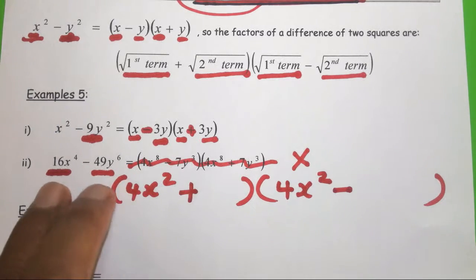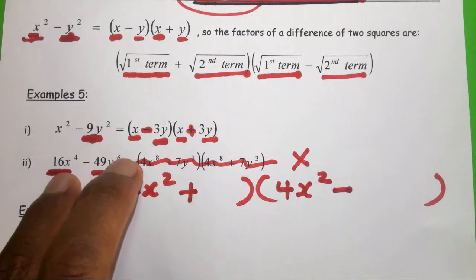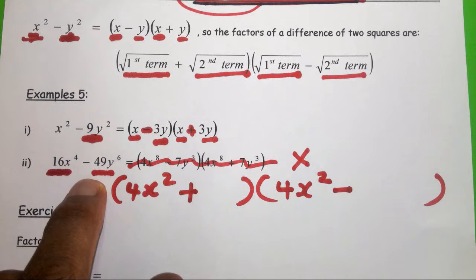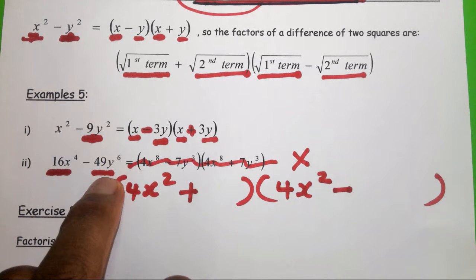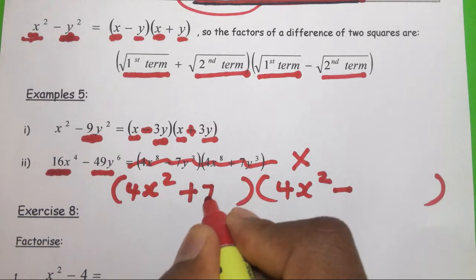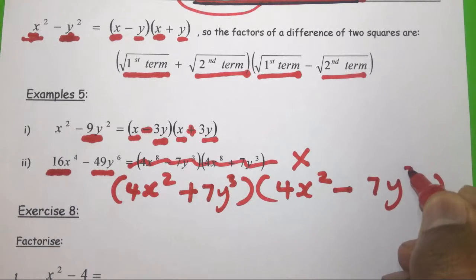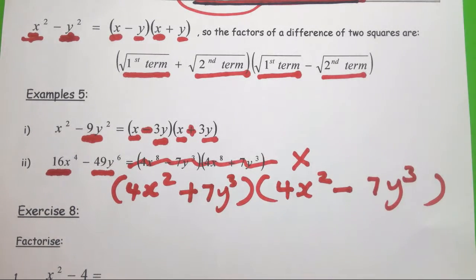I'm sure this is difference of two squares because I can square root the first term and I can square root the second term, and there's a minus between the two terms. Then what is the square root of 49y to the 6? That would be 7y cubed, and 7y cubed. Okay, good. Then you can do your exercises and then mark yourself.